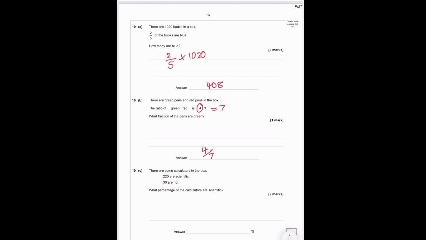There are some calculators in a box. 220 are scientific, 30 are not. What percentage of the calculators are scientific? So that's going to be 220 out of 250 times by 100 gives me 88%.